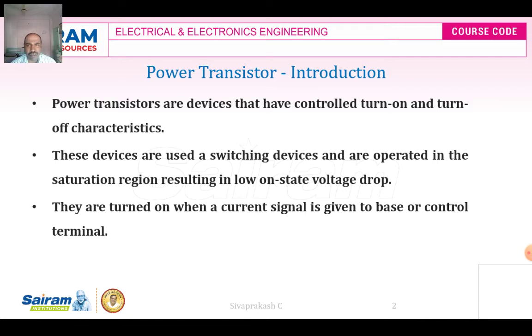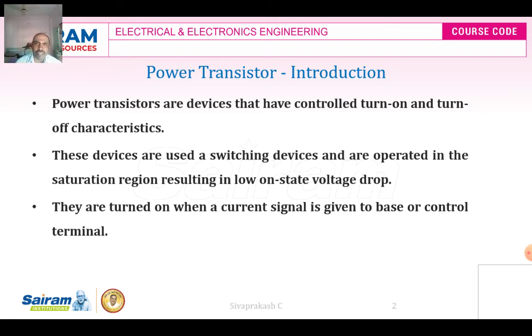I told you in the first module how the power semiconductor devices are classified. Power electronics depends on the switching of power semiconductor devices. So the different power semiconductor devices can be classified as thyristors, diodes and power transistors. Based upon controllability also we can classify the devices. So power transistors are devices with controlled turn-on and turn-off characteristics, and these devices are used as switching devices.